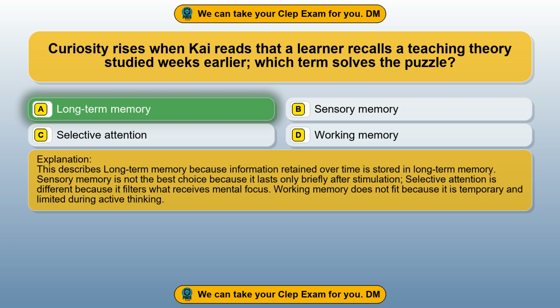This describes long-term memory because information retained over time is stored in long-term memory. Sensory memory is not the best choice because it lasts only briefly after stimulation. Selective attention is different because it filters what receives mental focus. Working memory does not fit because it is temporary and limited during active thinking.